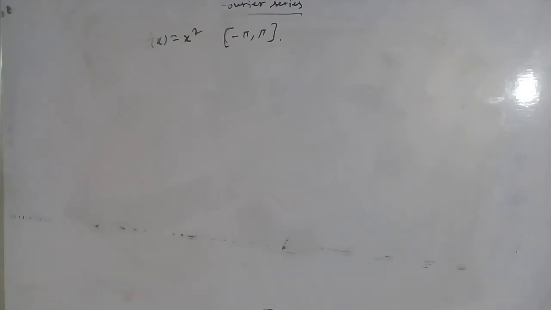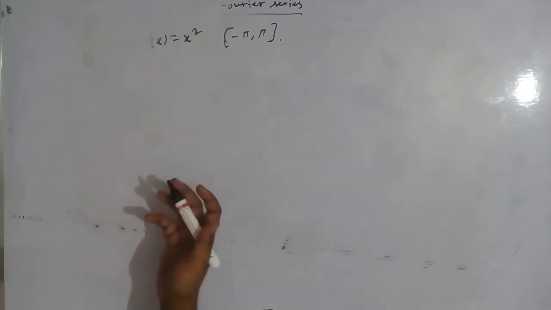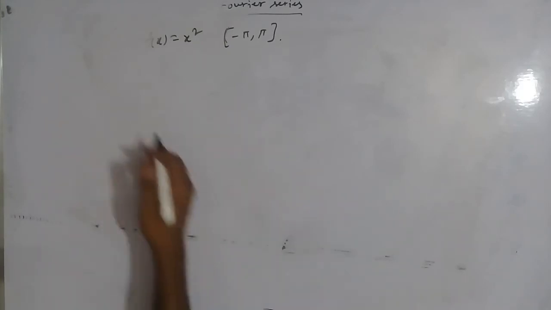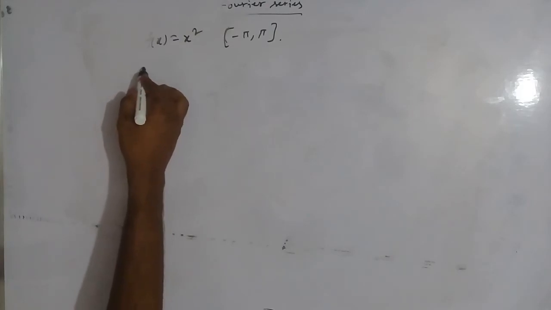So first we see that this function x square is an even function. So if the function is even, then we know that the Fourier series will be a Fourier cosine series, a half range series.